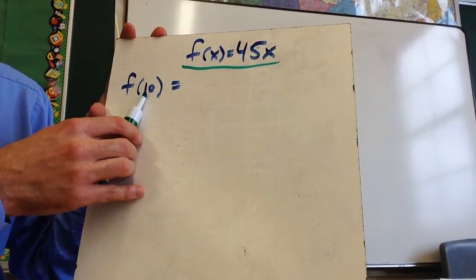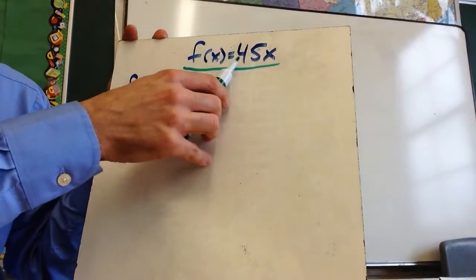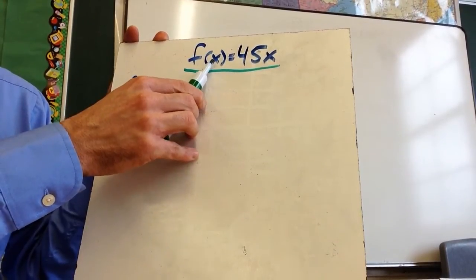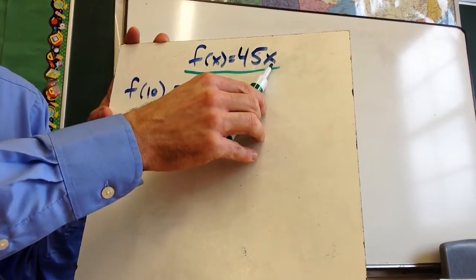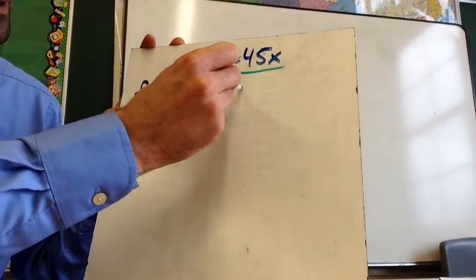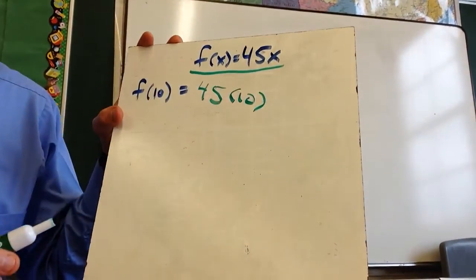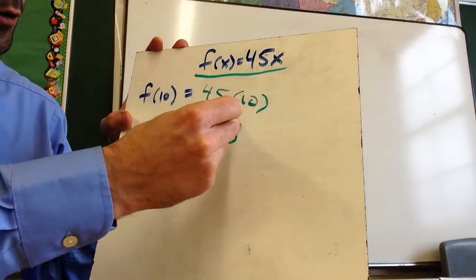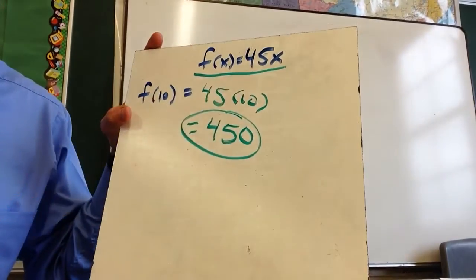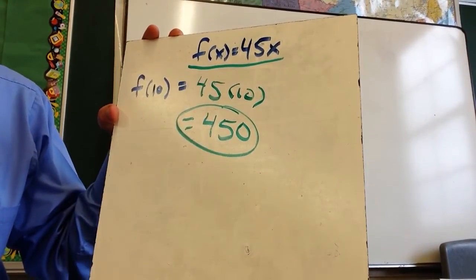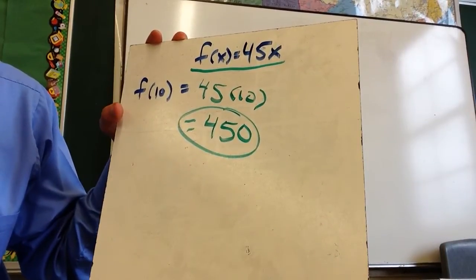So I'm going to take this 10, and since f of x equals 45x, I'm going to substitute it here in for x, which means if it's substituted on this side for x, I'm going to substitute it on this side for x. And so this is going to equal 45 times 10. And 45 times 10 is 450. So if I were to take that pattern out all the way to 10, so where x is 10, y would be 450.